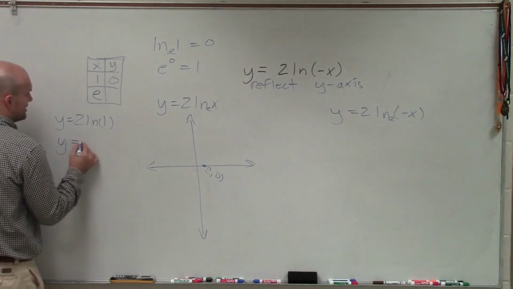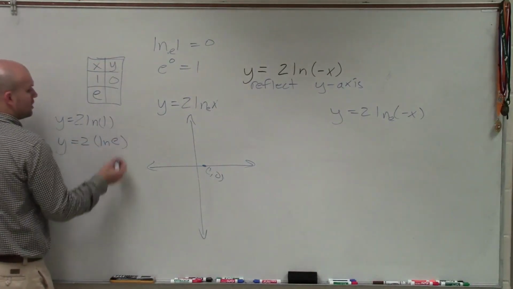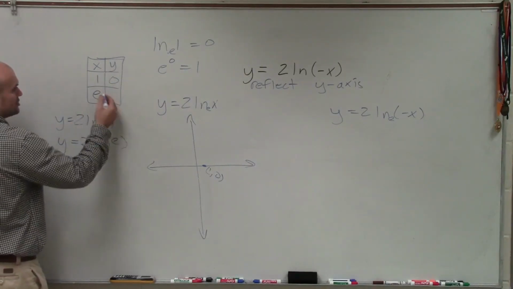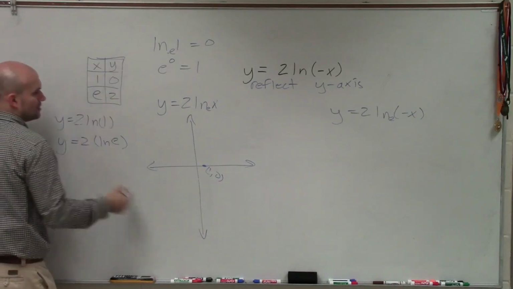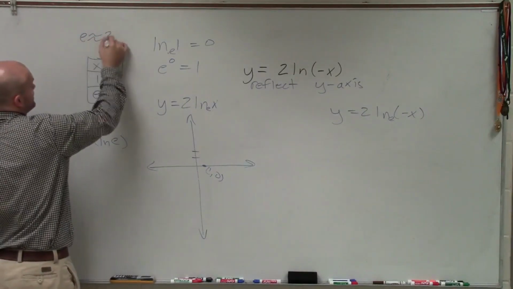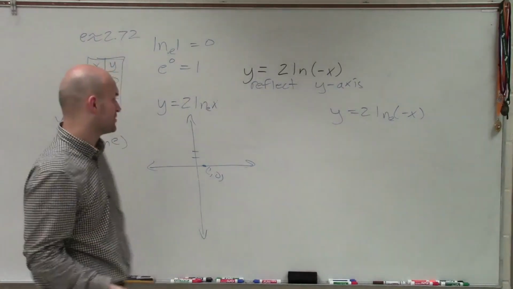So if I said y equals 2 times ln of e. Well, ln of e is just going to be 1. 1 times 2 is 2. So when x equals e, y equals 2. So I could go up to 2. Now remember, e is approximately 2.72. That's approximate. It's an irrational number. It goes on and on.